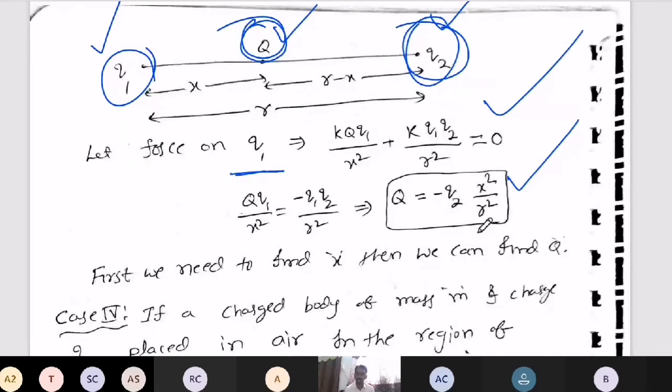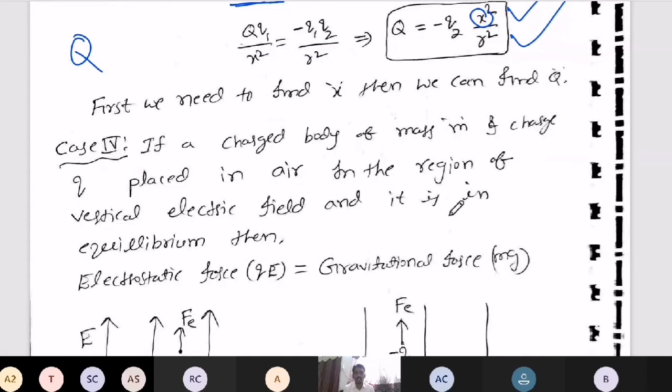So first you have to find the position. Then you will get the X value. After that, if you substitute here, you will get the capital Q value. That is the method to find what the third charge is, not where the third charge should be placed. There is a condition for where the third charge should be placed, and a condition for what the third charge should be. Both conditions you need to understand.